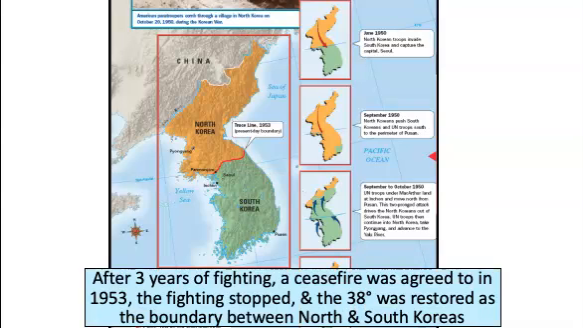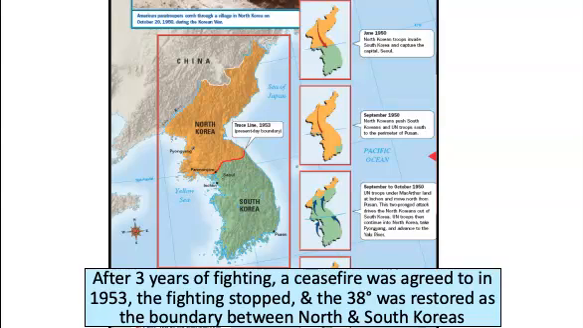Now, after 3 years of the United States fighting both the North Koreans and the Chinese, a ceasefire was agreed to in 1953. The fighting stopped at the 38th parallel, and this was the restored boundary then between North and South Koreas. Now, technically, the war still continues to this day. However, the ceasefire is still in effect. We haven't shot at each other in nearly 70 years. However, technically, so to speak, the war is still going on.